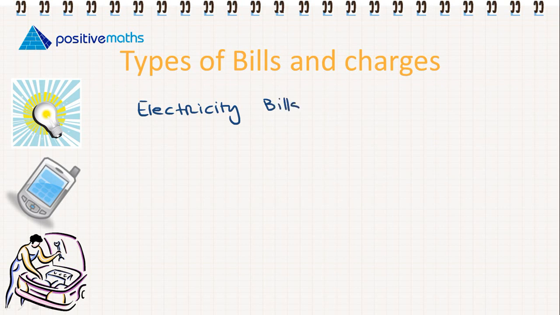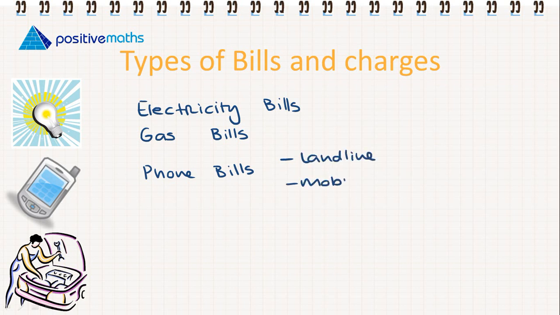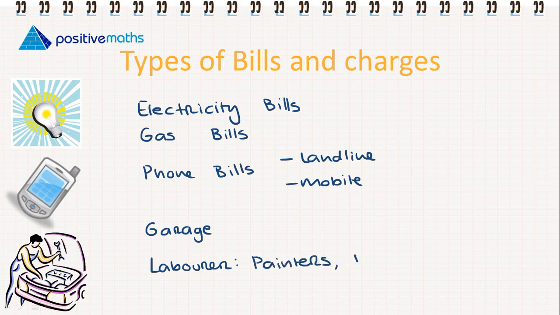So electricity bills, gas bills, phone bills. This could be either landline or mobile. We can see bills that we could get from a garage, from maybe a labourer. So we're talking about maybe painters, plumbers, builders, etc.